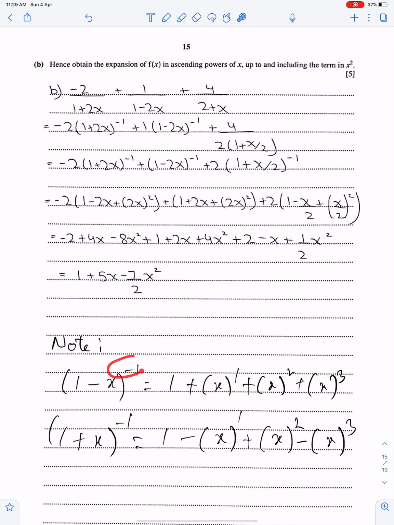So when the power is minus 1 and the first term is 1 with a negative sign, we expand with positive signs. All signs are the same and positive. And when the sign is positive, then we expand with alternate signs.